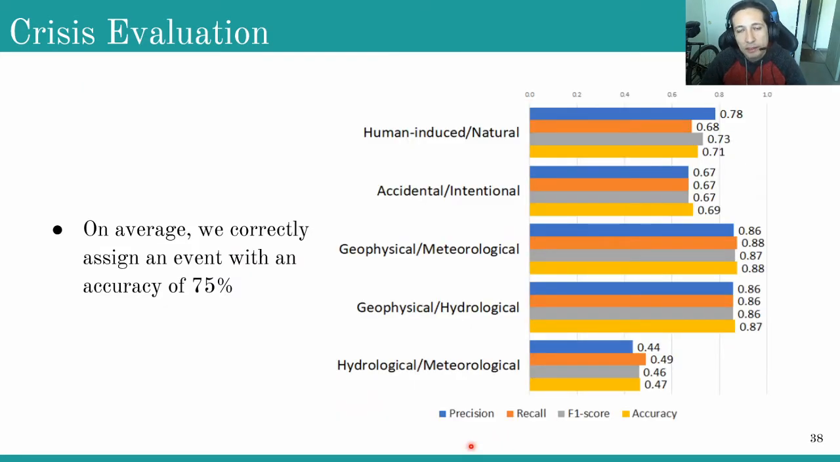With respect to our crisis evaluation, on average, we correctly assign an event with an accuracy of 75%. And in more detail, our best results were when we evaluated hydrological and geophysical events, and our worst results were when we evaluated hydrological and meteorological events. We believe that this last result could be because we found just a small number of features with significant mean value difference, and also we believe that this result could be because the events actually seem similar based on social media messages.